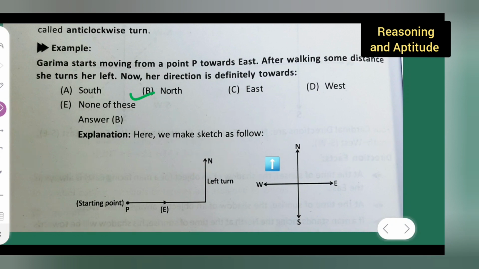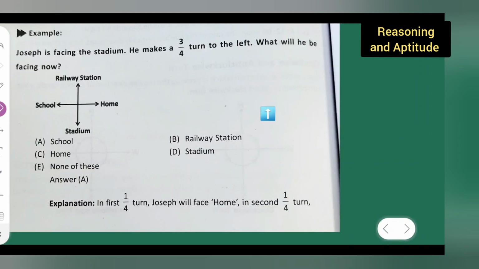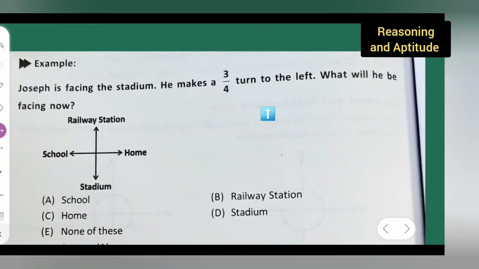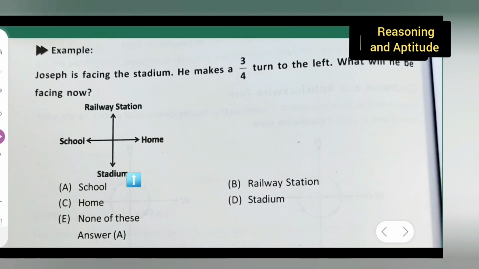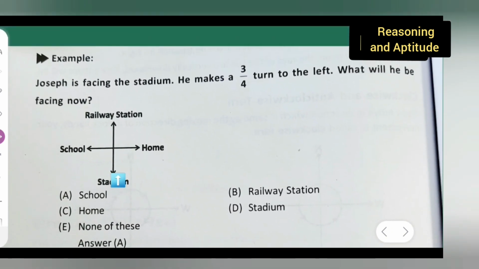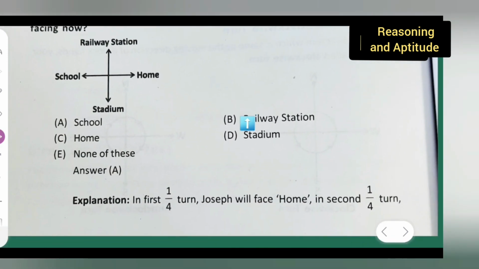Next, moving further, is a different example. You can take down the example. Joseph is facing the stadium, he makes a 3/4 turn to the left. What will he be facing now? You can see the railway station, school, home and stadium. So he is facing the stadium and makes a 3/4 turn. Let us see what the answer for this question is.